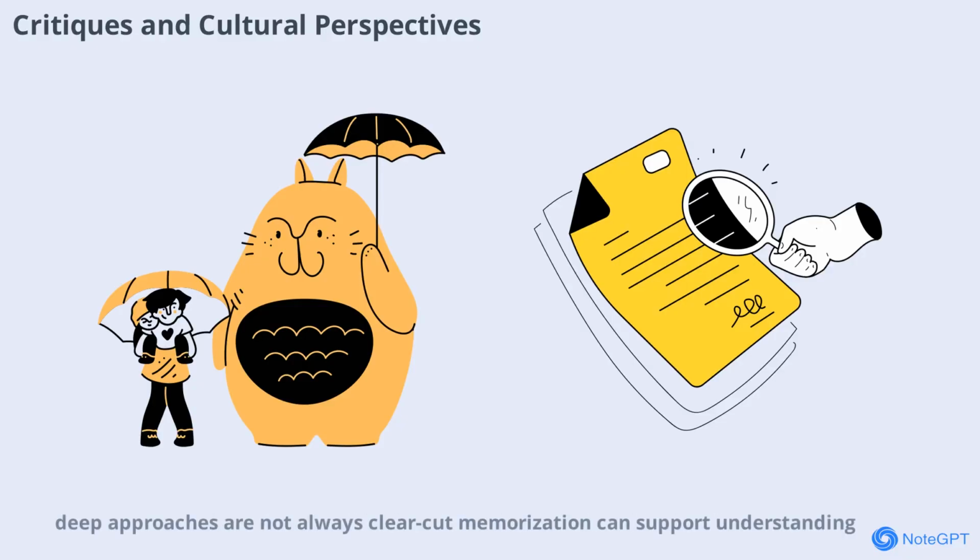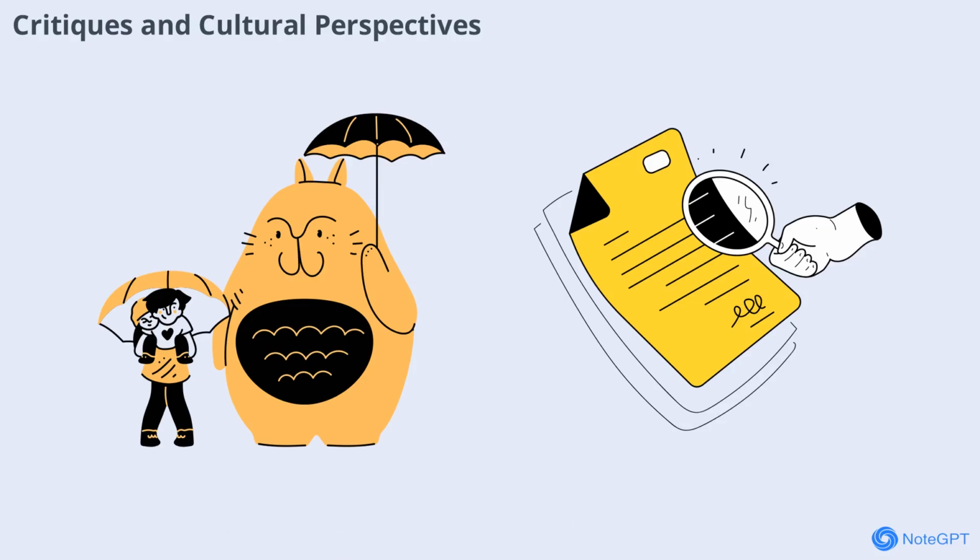Research also highlights that surface and deep approaches are not always clear-cut. Memorization can support understanding, especially in certain disciplines or cultural contexts. For example, in many Asian educational traditions, rote learning is valued and can lead to high-quality outcomes. Additionally, the concept of understanding itself is subjective and varies between students and educators, making it a contested and complex idea. These critiques remind us that learning is multifaceted, and effective education must consider diverse perspectives and needs.